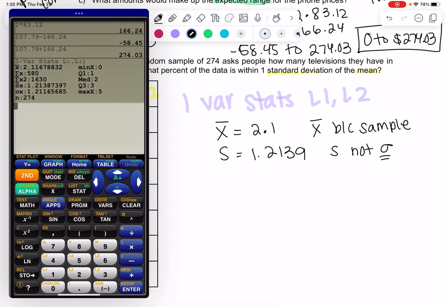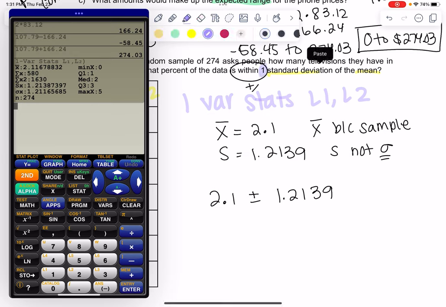Now we want to find out what's within one. Within makes me think of plus or minus, within one standard deviation of the mean. So 2.1 plus or minus 1.2139. It's similar to expected range, except expected range is times 2. We're specifically looking at one standard deviation, so we're not timesing by 2. But two standard deviations would be times 2, 3 would be times 3. We're just looking at 1. So I like to, again, start with the subtraction because that's the smaller number.